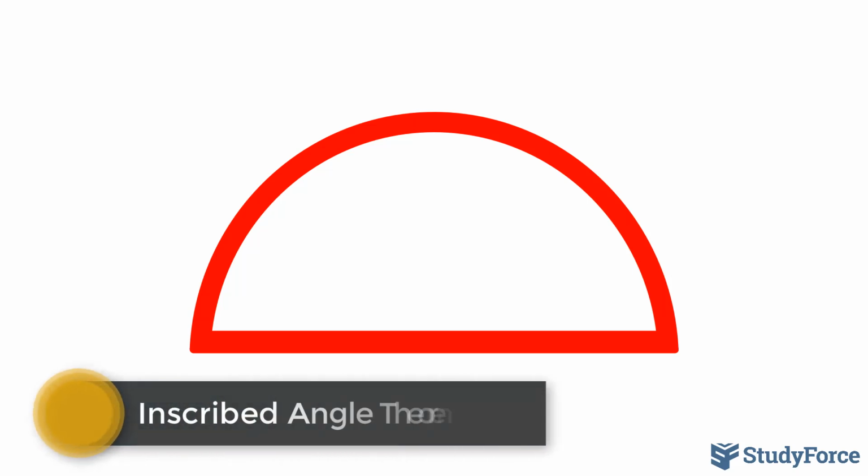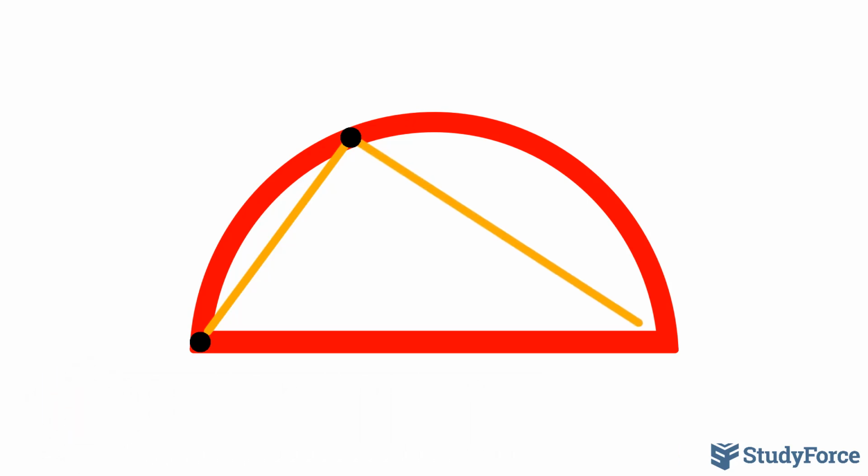Finally, when dealing with semicircles, any angle inscribed in a semicircle is a right angle. Extending a line from this point to here and another from the same point to here generates a 90-degree angle.